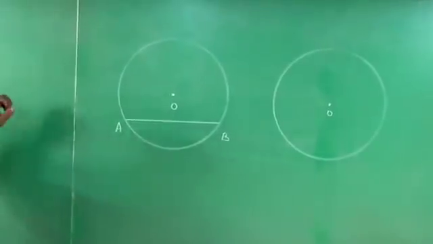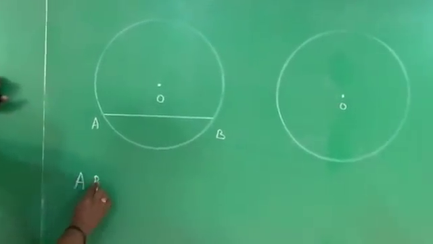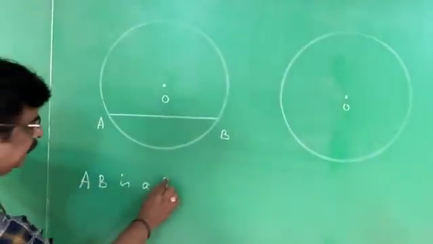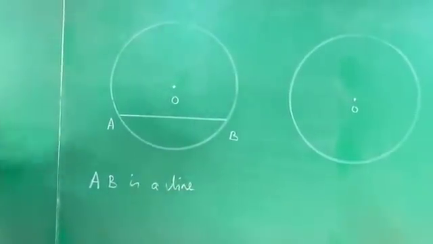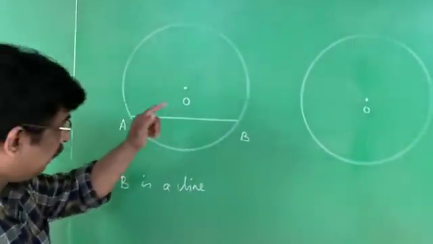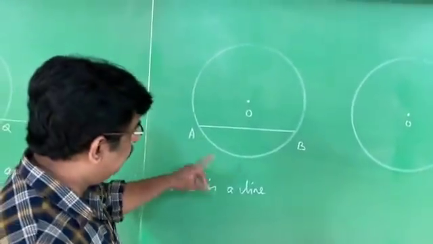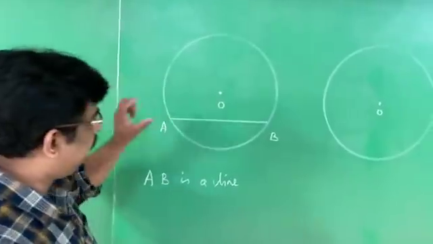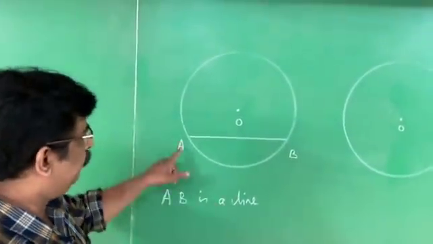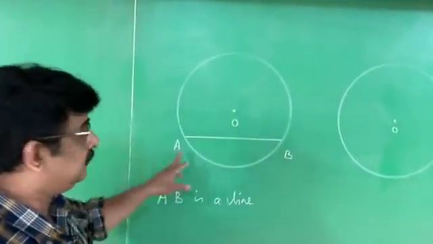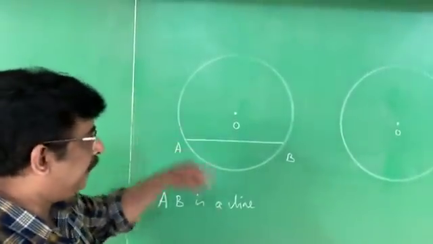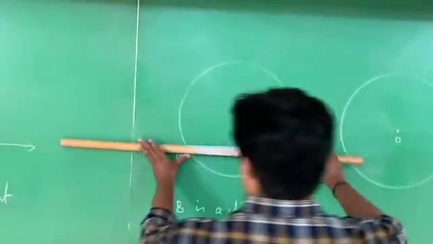If I write AB is a line, then what is the position of AB with respect to the circle? If AB is a line, then AB is a secant. Why? Because if AB is a line, that can be extended.